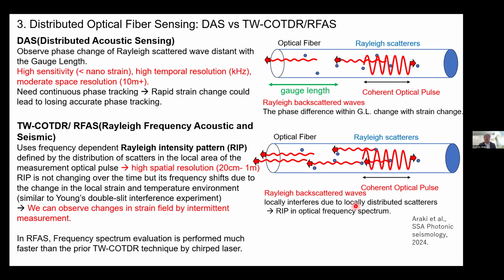Since spatial resolution is determined by the optical path length, these techniques achieve very high resolution, typically around 1 meter or less. Moreover, they allow intermittent measurements, for example, hourly or even yearly, which is not feasible with DAS. The RFS technique further improves upon TWCO-TDR by employing a sharp laser, enabling much faster evaluation of the frequency spectrum.